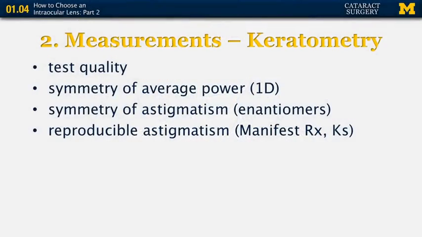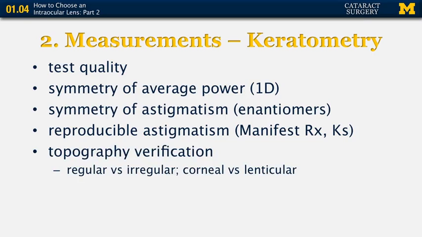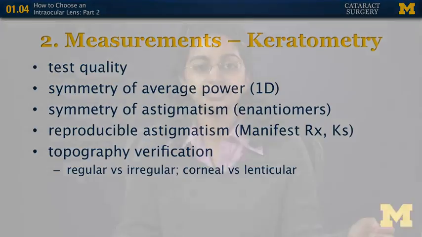You want to do multiple checks for consistency to make sure your data is reproducible. You can take your manifest refraction, your K's from your IOLMaster, and cross-check that with your topography. In the same vein, you also want to use your topography to guide you for any sort of astigmatism correction to first make sure you don't have any sort of irregular astigmatism, and this can also help parse out whether your astigmatism in your refraction is from a corneal or lenticular etiology.